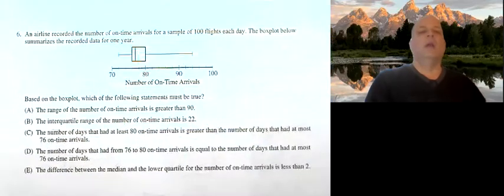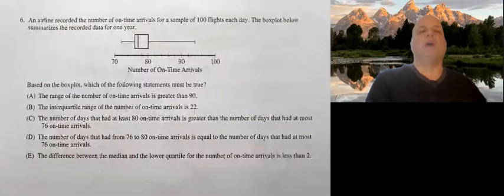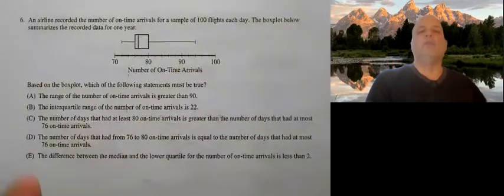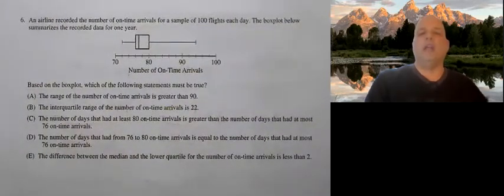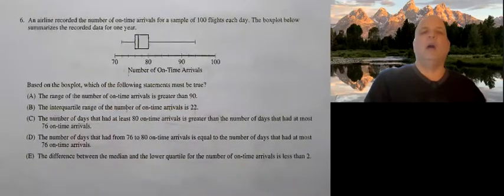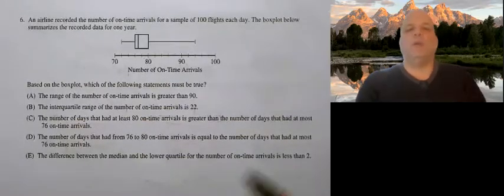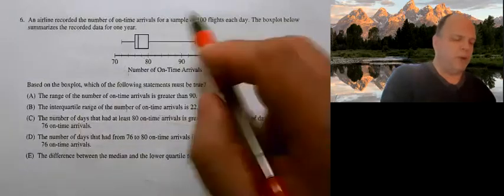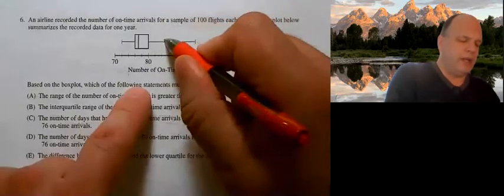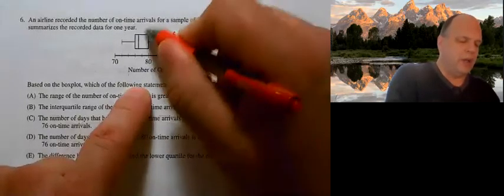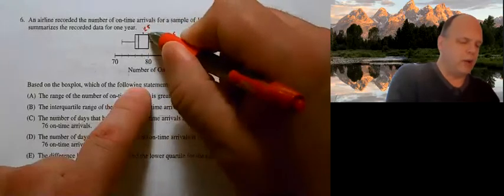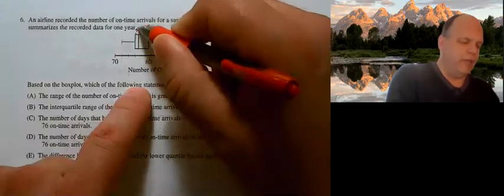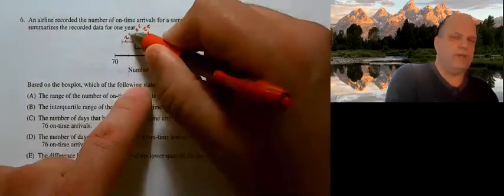Number 6. An airline recorded the number of on-time arrivals for a sample of 100 flights each day. The box plot below summarizes the data recorded for 1 year. Based on the box plot, which of the following statements must be true? And remember, 25% of my data is right here. Another 0.25 is right here. Another 0.25 is there, and another 0.25 is there.